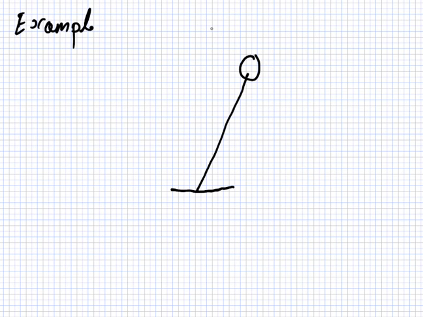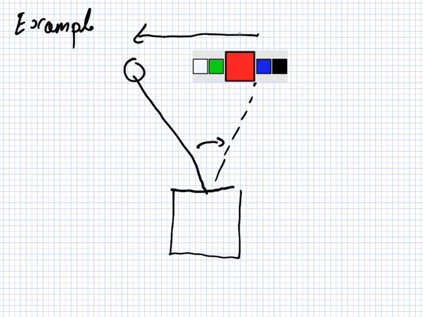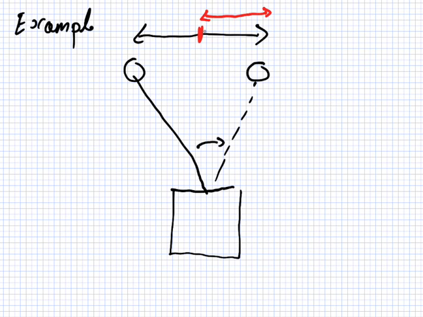Let me draw this again. We'll put it starting at the end, and then it will swing over to here. So it's going back and forth like this. Okay, so what would you say is the amplitude, the A? Remember, the A is the distance from the middle to the end.